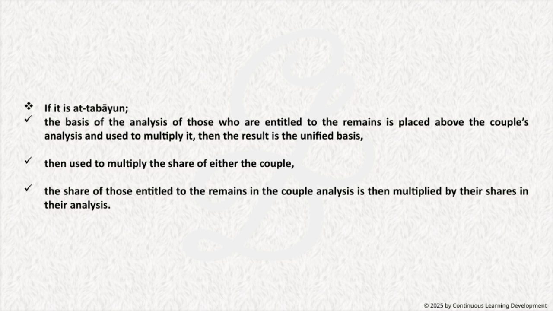The most important concept here is that this unified basis acts as a sort of common ground. Once we have this, we multiply it by the individual shares of either of the couple. This way, we ensure that the distribution is fair and consistent with the overall entitlement analysis. Finally, to get the final shares, we multiply the share of those entitled to the remains within the couple analysis by their respective shares in their own analysis.